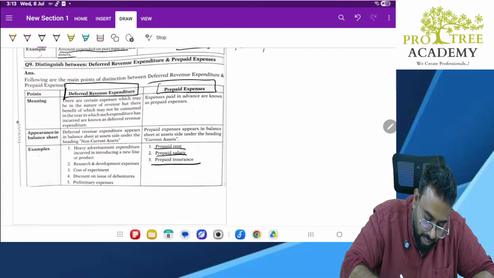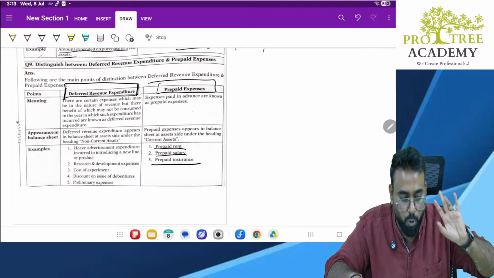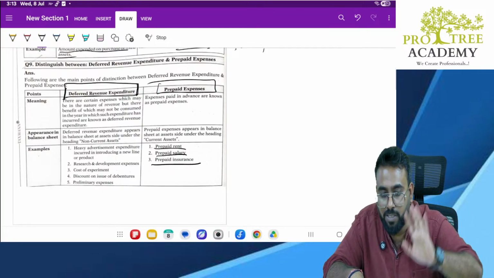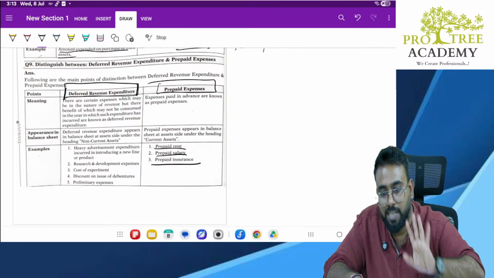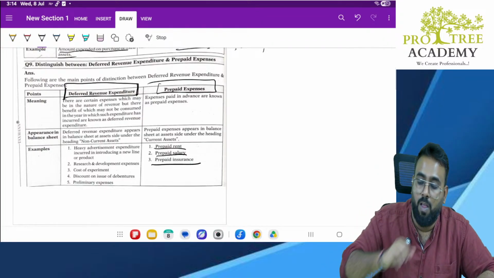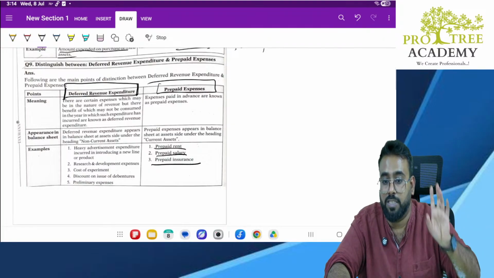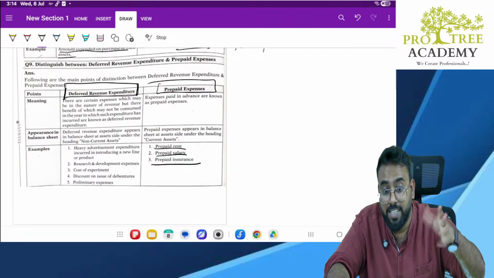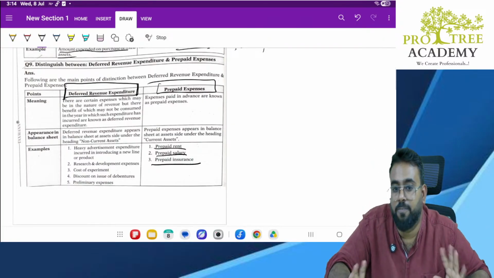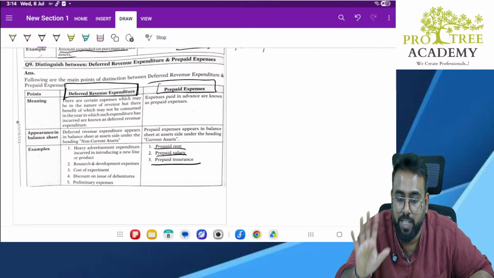Now, there is a concept called deferred revenue expenditure. Now, don't confuse this with prepaid expenses. Even though this has not been asked in your exam, I want to give you the clarity so that you understand. Prepaid expenses and deferred revenue expenditure, when I explain it to you, you feel it is the same. Why are we differentiating it? Simple reason. I will tell you an example of deferred revenue expenditure.